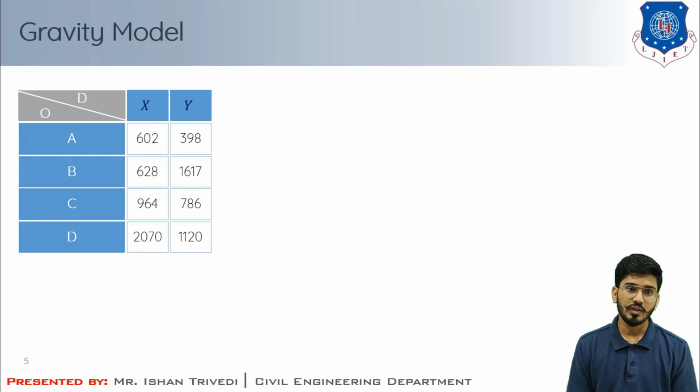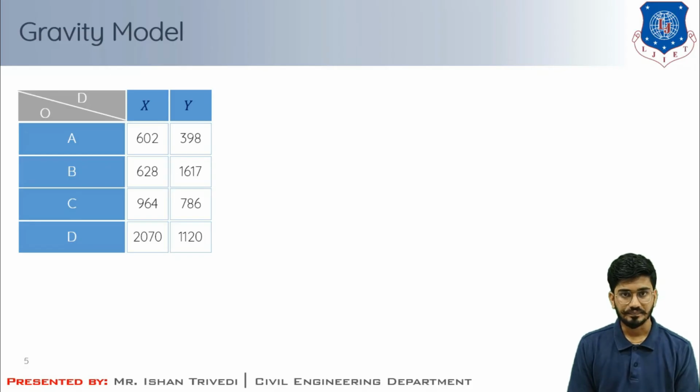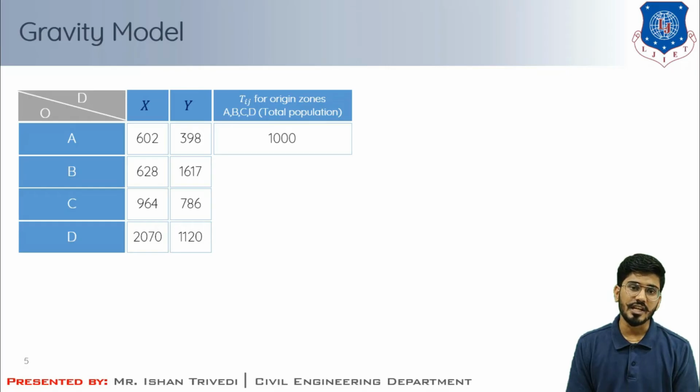For A zone, what I have computed, the value is 602 for AX trips, and for A zone to Y industry we have the total number of trips, that is 398. So here, if I calculate this Tij for the origin zone A, then the total number of trips is 1000. And if I cross verify for all those trips which originated from A zone and whose destination is X and Y industry, then the summation is again 1000.